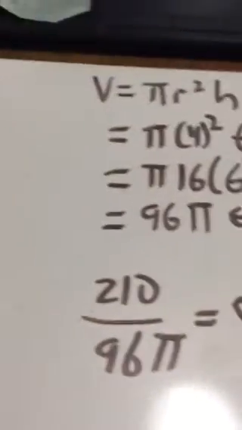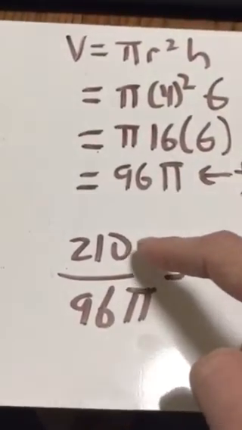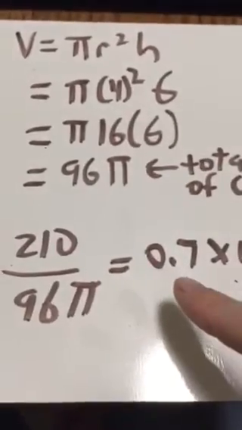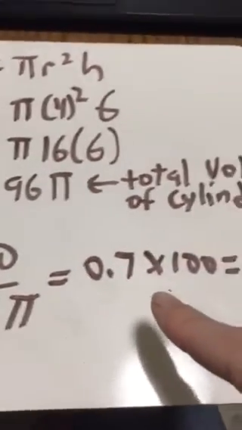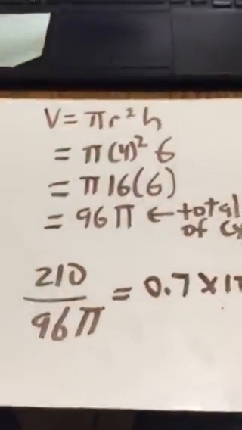All right, so then you take the number that represents the volume that is melted after 7 hours, divided by the total volume, and you get 0.7. You do 0.7 times 100, and that will give you 70%. All right, that is the answer. 70% has melted off.